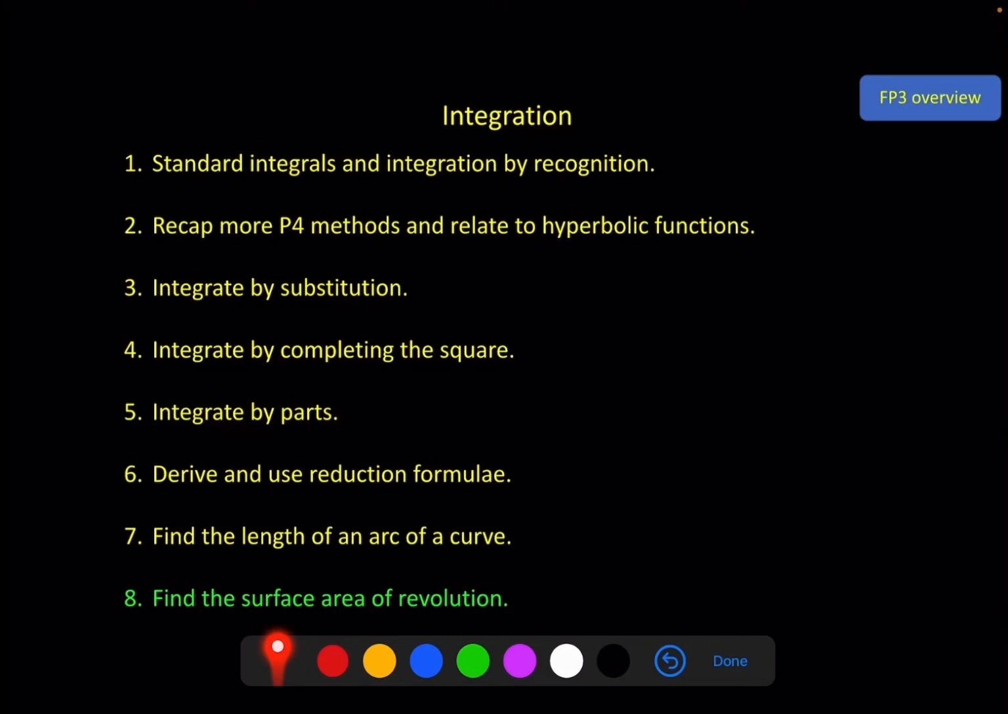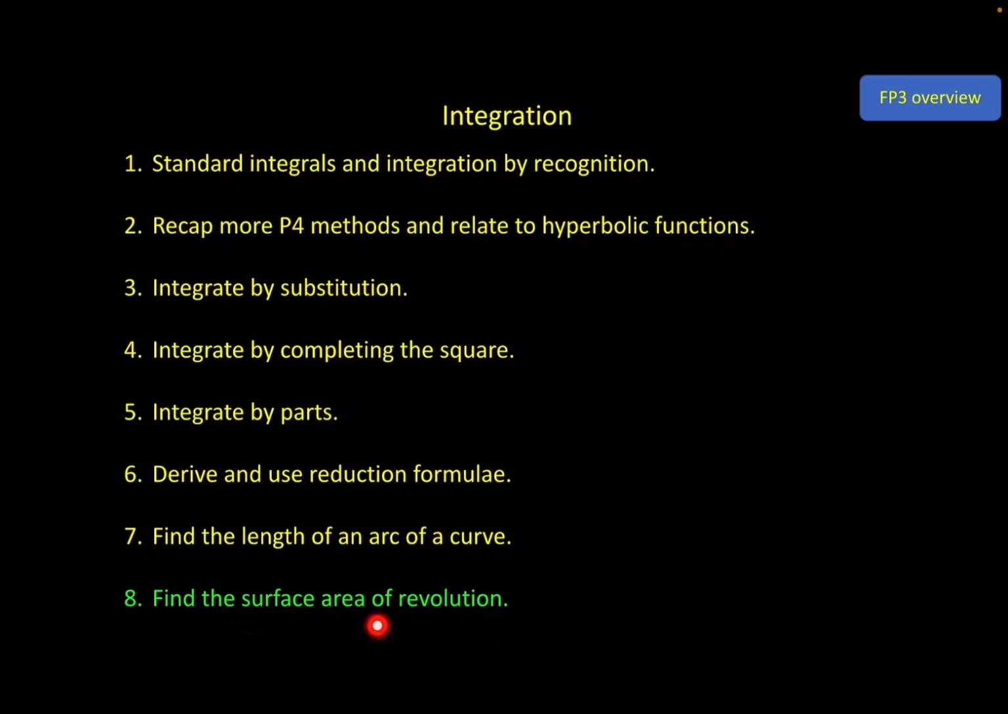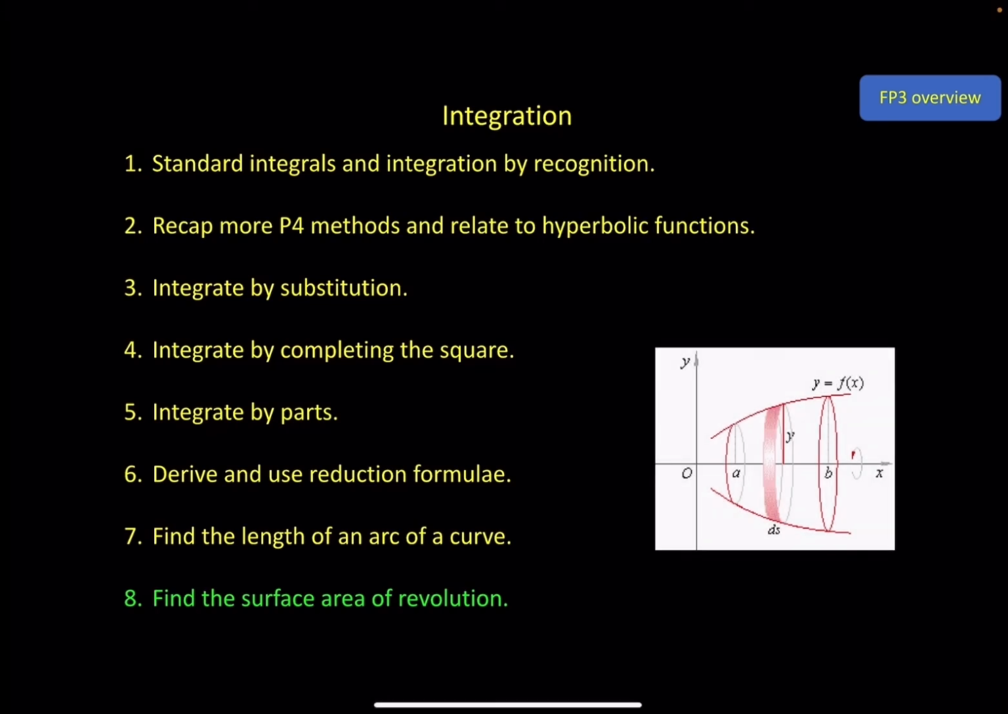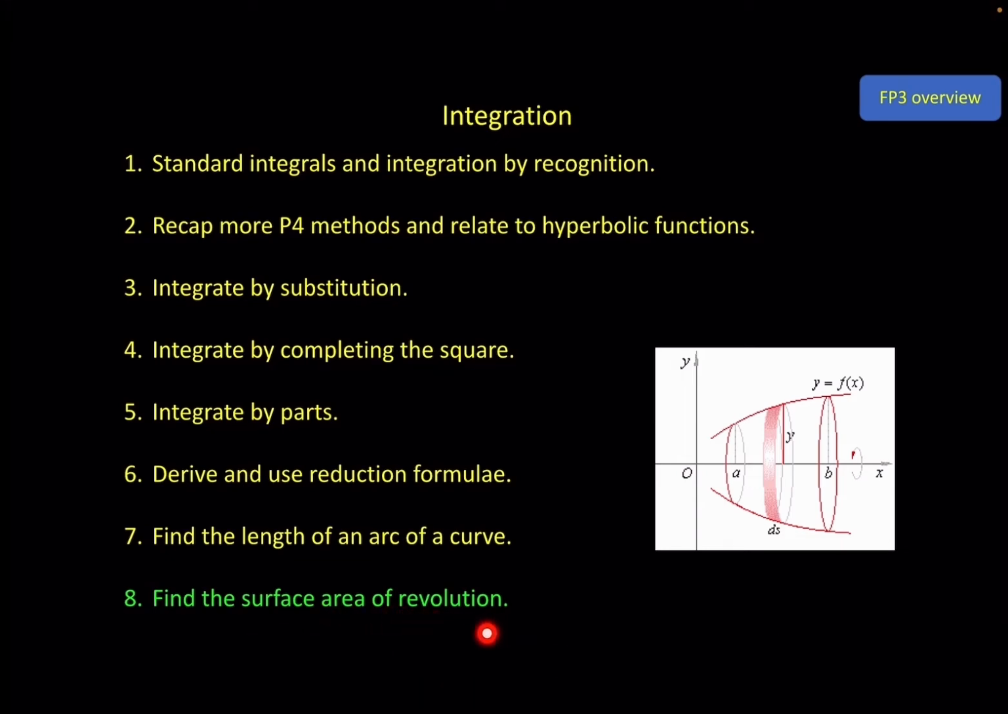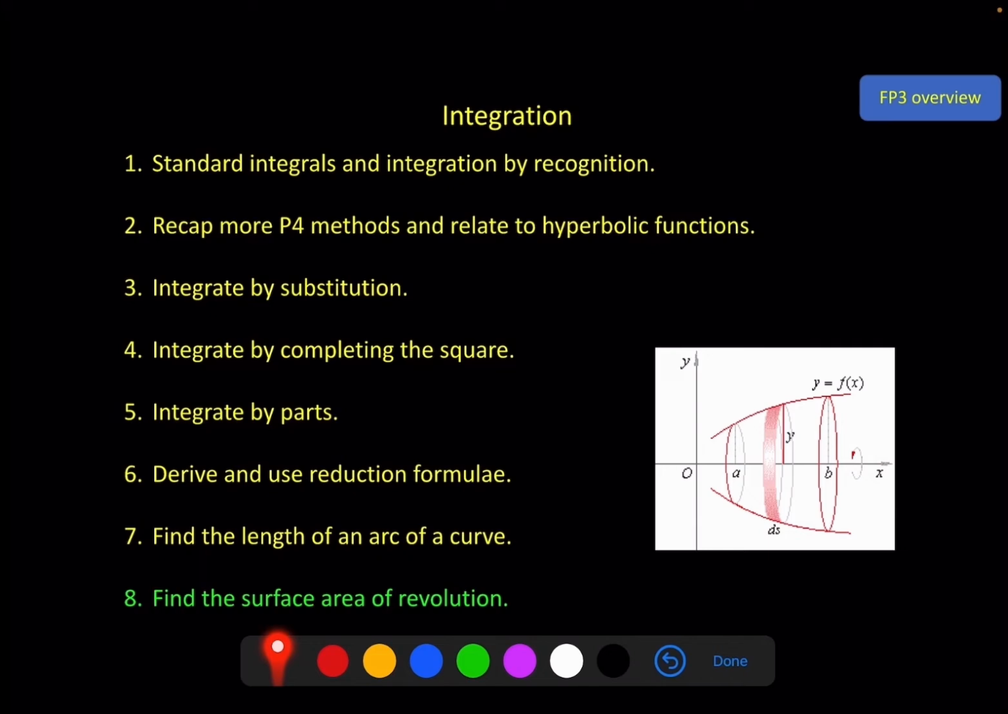However, before we go on, there is one thing to be clear on, and that is what this actually means, because you might not have seen this before. So a little picture here to help you understand what's going on in this video. The surface area of revolution means the surface area of the solid shape formed if you were to rotate the arc of a curve around the x-axis 360 degrees.